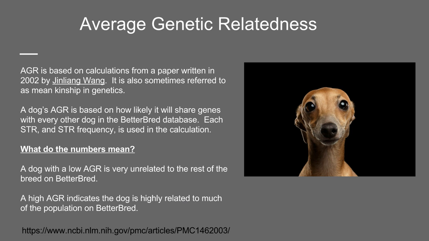So what do the numbers mean? A dog with a low AGR is unrelated to the rest of the breed on Better Bred. A high AGR indicates that the dog is highly related to much of the population on Better Bred.